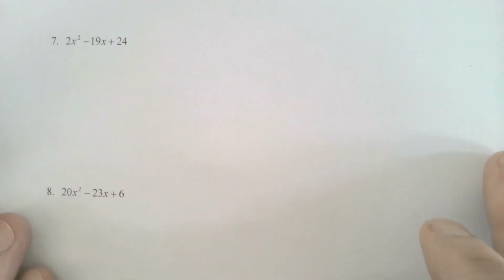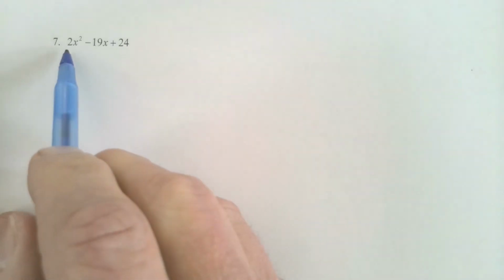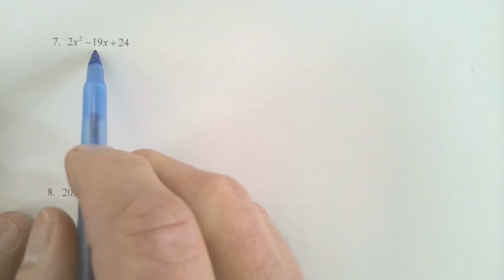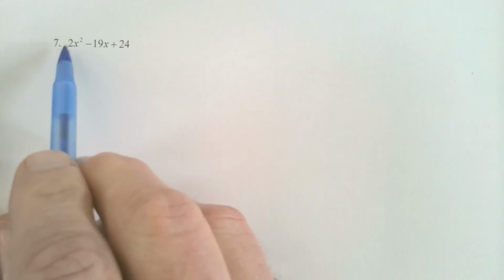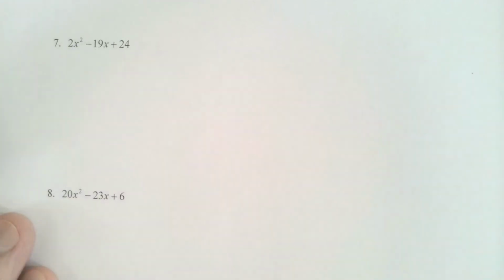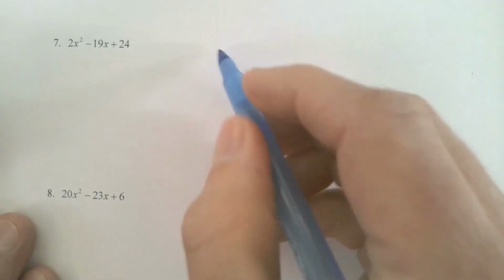Let's do at least a couple more of these before we conclude. This 2 doesn't divide into that 19. It does divide into 24, but you're not going to be able to dismiss this 2 just by dividing all these by 2. It won't work. You're going to need this box method.